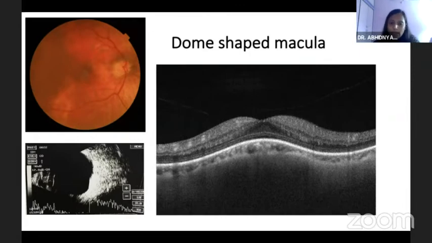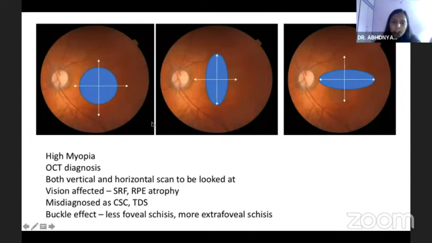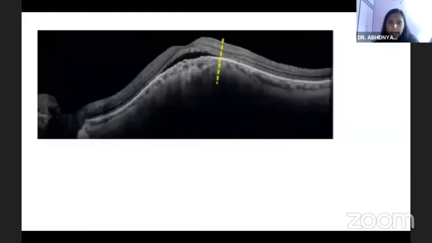One must know this entity to distinguish it. Now, OCT is characteristic. Sometimes this may be a spherical or vertically oriented or horizontally oriented dome-shaped macula. And sometimes if you do only a single scan, you might miss this finding. Hence, a multiradial imaging must be performed to identify them.